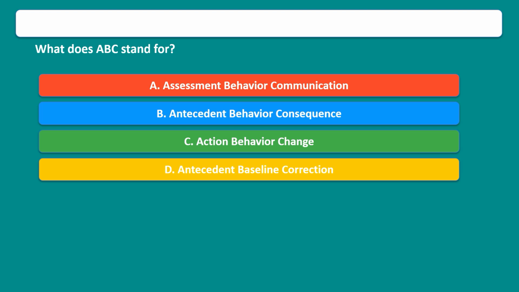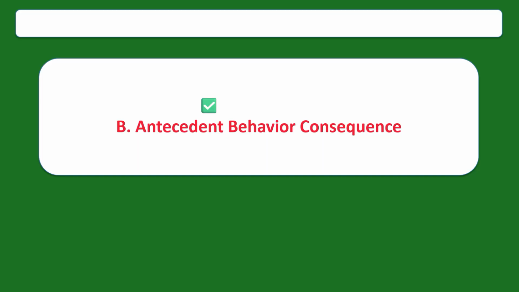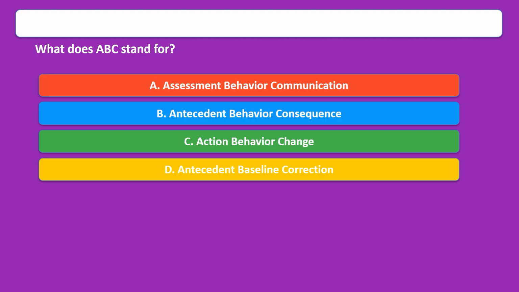Question 9. What does ABC stand for? A. Assessment Behavior Communication. B. Antecedent Behavior Consequence. C. Action Behavior Change. D. Antecedent Baseline Correction. Pause. Answer. The correct answer is B. Antecedent Behavior Consequence. It's one of the most frequently tested concepts on the RBT exam.